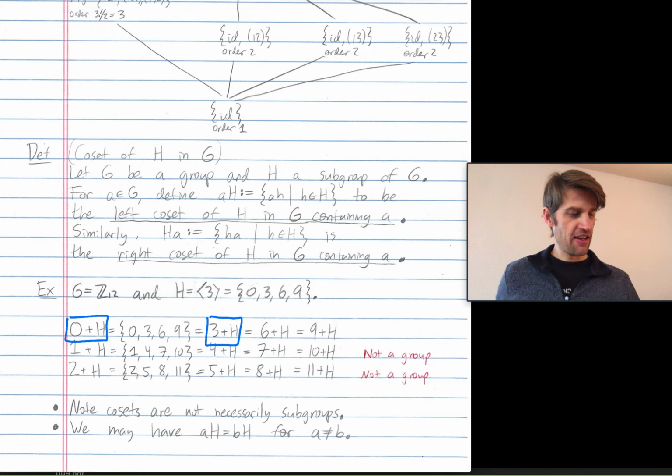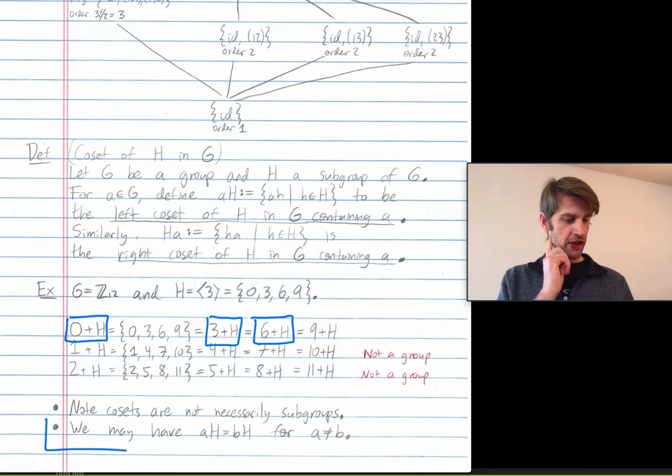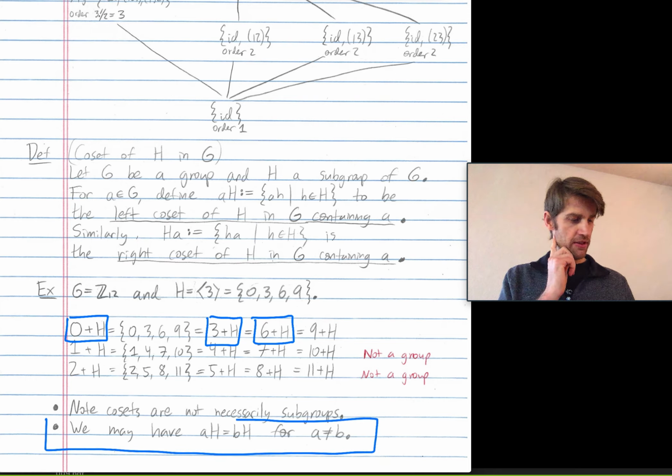Similarly, this coset also has the name 6 plus H, because if I add 6 to the set 0, 3, 6, and 9, I get the same set back containing 0, 3, 6, and 9. So that observation is described in the second bullet point. We might have that the cosets AH and BH are equal, even if A is not equal to B. Here's an example of that. 0 plus H is equal to 3 plus H, even though 0 is not equal to 3.